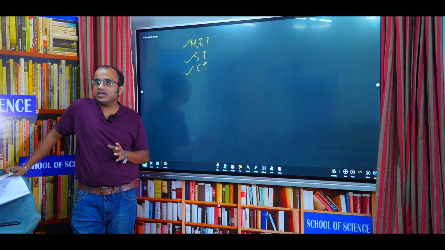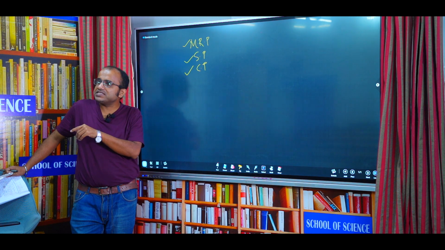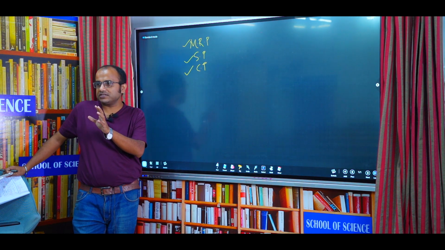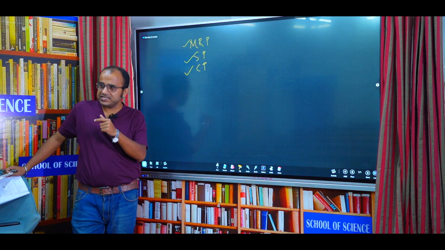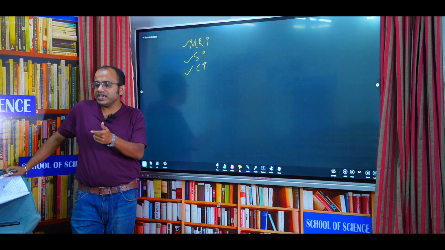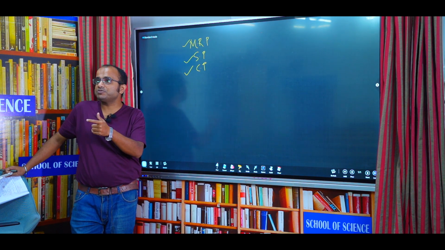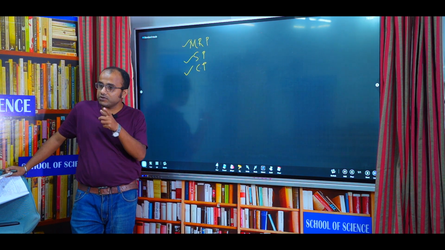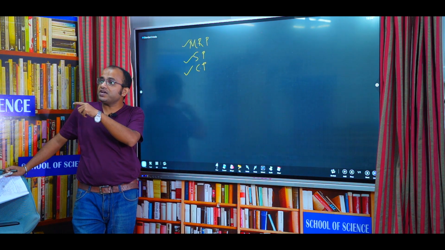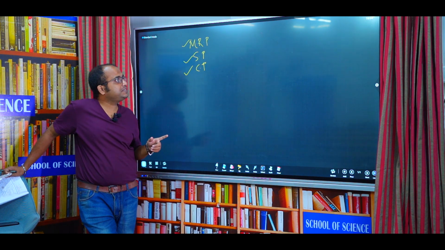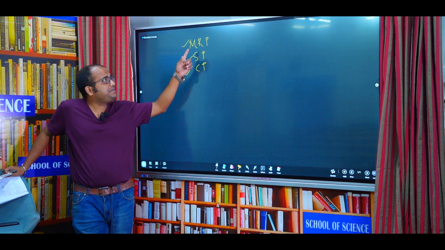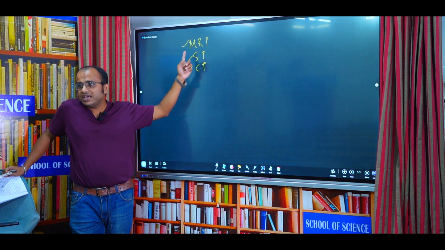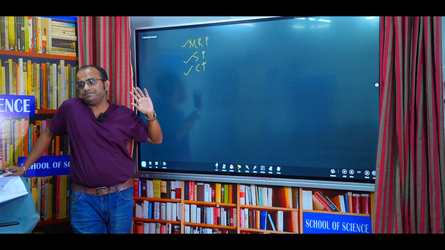And cost price is what? That means the price at which the shopkeeper purchased the object that you are purchasing. This is for the shopkeeper, and in your case, if you are purchasing anything, cost price means the price at which you are purchasing. But the price you pay is the selling price of the shopkeeper. So in the case of a shopkeeper, there are three prices: first is MRP, next is SP, next is CP.